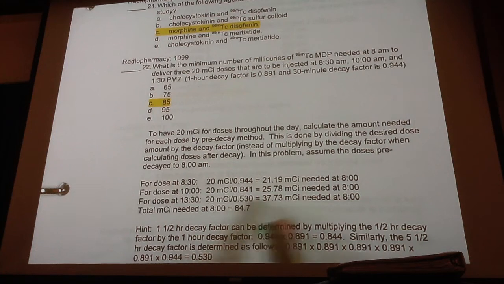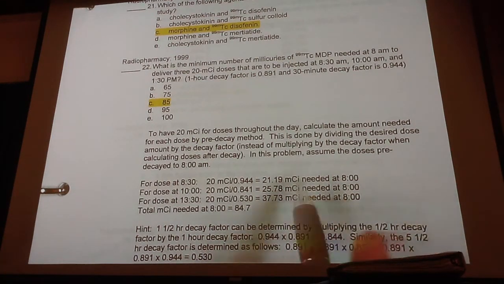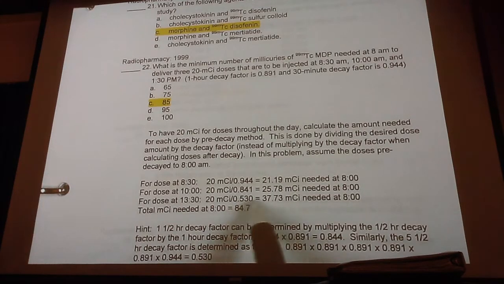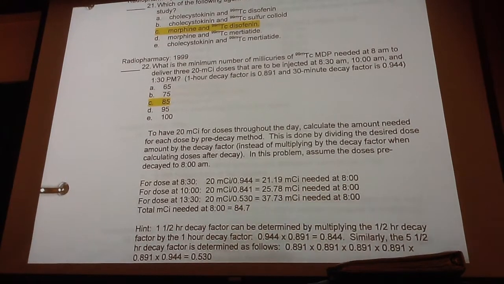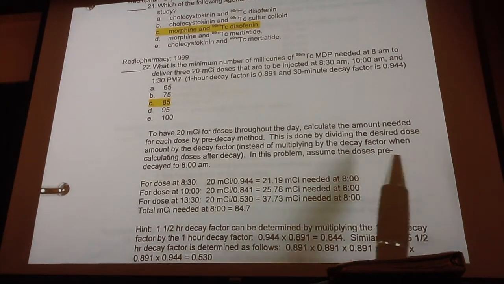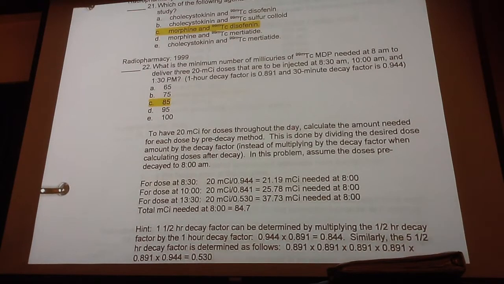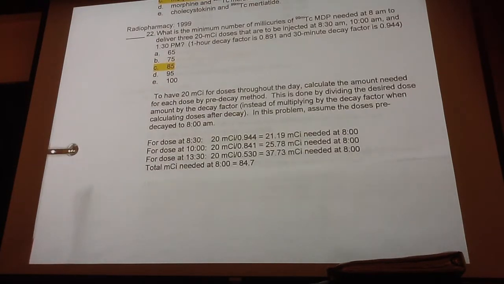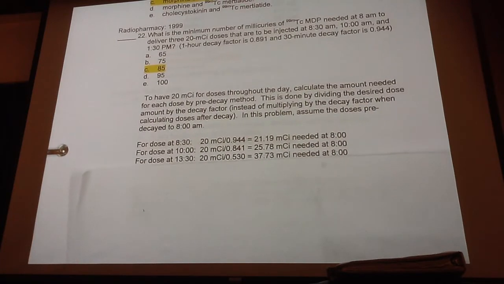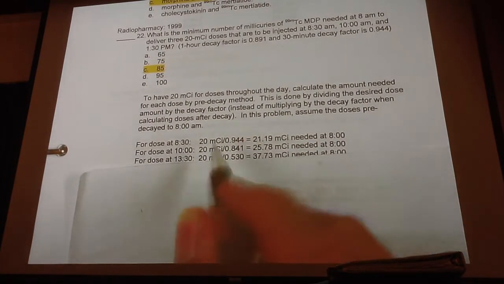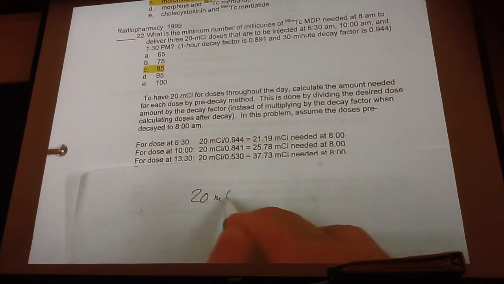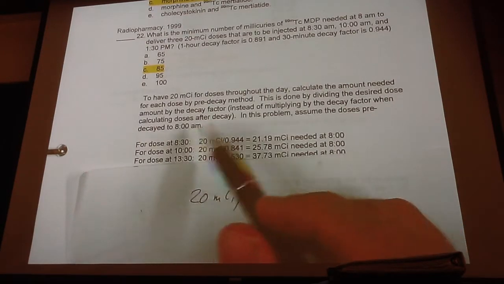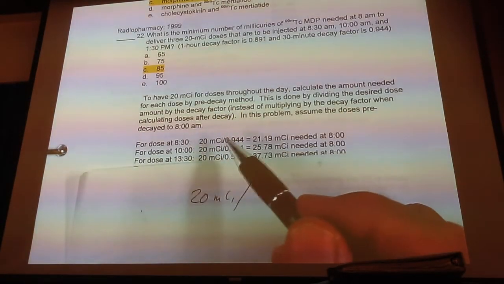That will give you the same value. So you don't have to decay 5 hours down here and then divide it into that. You know what I'm saying? So you have 20 millicuries, and then we said there's 5 hours between, was it 8 a.m.?